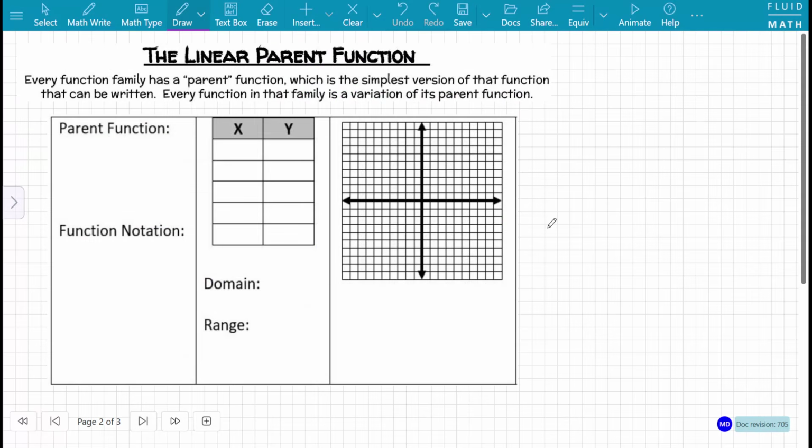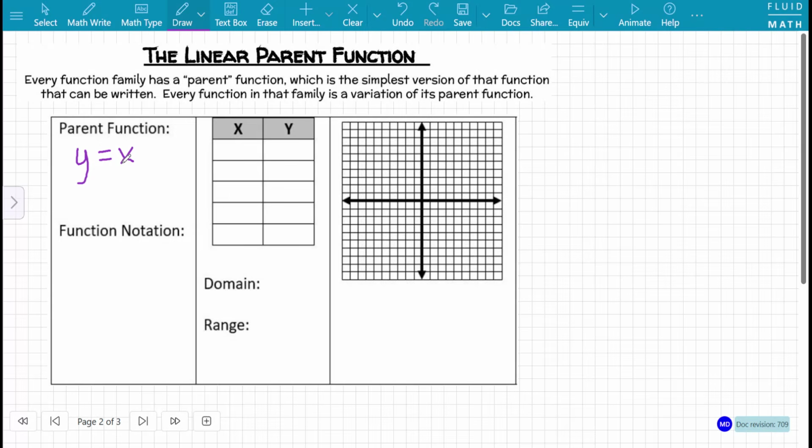We're going to learn about linear, quadratic, and exponential functions, and we'll find parent functions for all three of them. It's the simplest version that can be written. Every other function of that family is a variation of the parent function. So maybe we change the slope, or we change the y-intercept, and that makes it a slight variation. So our parent function is y equals x.